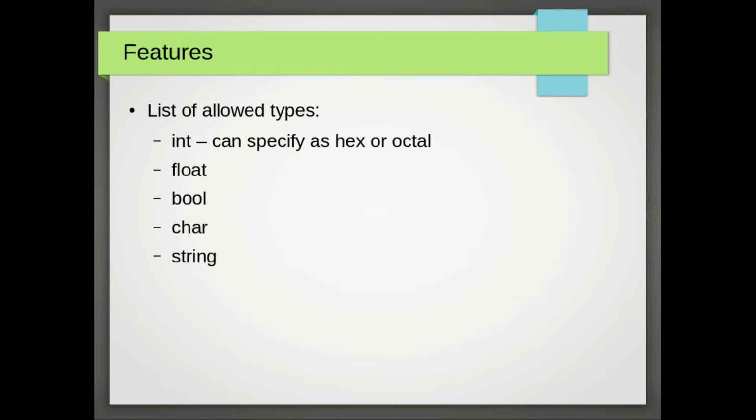The types you can use with it are ints, floats, booleans, characters, and strings. And ints you can specify as hexadecimal or octal, which is kind of useful. If you're doing something where you need an integer with a specific byte pattern, it's easy and handy to be able to write that specifically with hexadecimal.